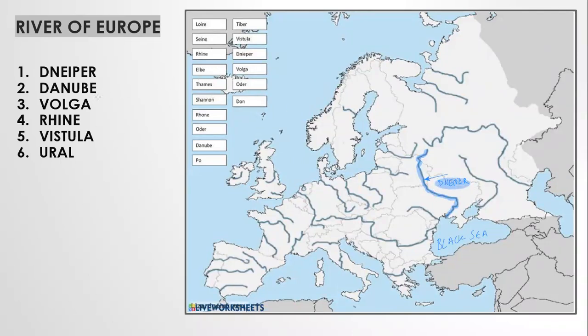Okay. Then the next one is Danube. The Danube is the river that also falls into Black Sea. From the right hand side, the second one is the Dnieper, and the fourth one is Danube. So this river is Danube. We can straight away write it. So this is Danube, D-A-N-U-B.